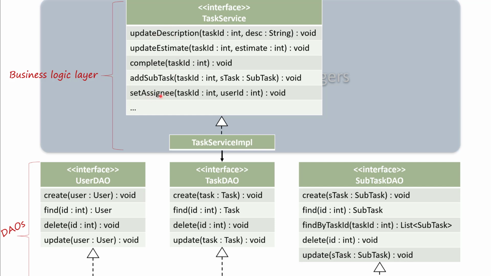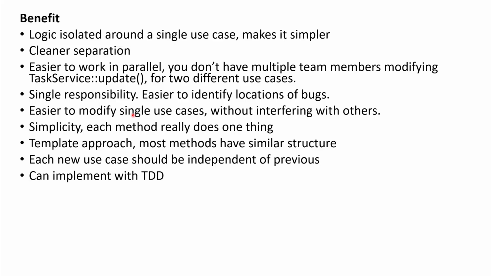And it's separated so it's easier to work in parallel. One person can do the set assignee and another person can do the update estimate. Because it's two different methods, usually Git can figure out to merge this without problems. So this is the idea. And we'll be doing some implementation pretty soon. First, the benefit.